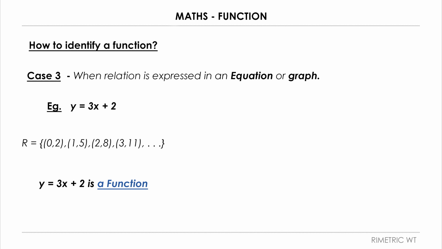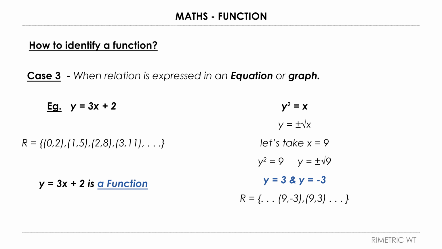The second example is y squared equals x. This can be expressed as y equals plus or minus square root of x. Here, a single value of x can correspond to both the positive and negative values of y. Let's take x equals 9, for example. When x equals 9, the equation becomes y squared equals 9, which gives y equals 3 and y equals negative 3. Since one input produces two different outputs, or as we can see, a member of the domain being repeated on the set of ordered pairs, this relation is not a function.